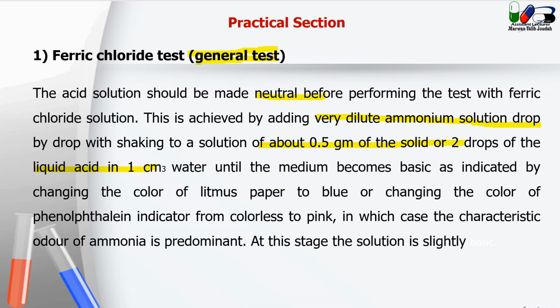Or we can use the color change of the phenolphthalein indicator. We know phenolphthalein is colorless in an acidic solution and purple in a basic solution. Sometimes we also indicate the basic solution in this test by smelling the odor of ammonia in the solution. This is an indication, but it's not 100% reliable for determining that. So we will be using just litmus paper and or phenolphthalein as an indicator.